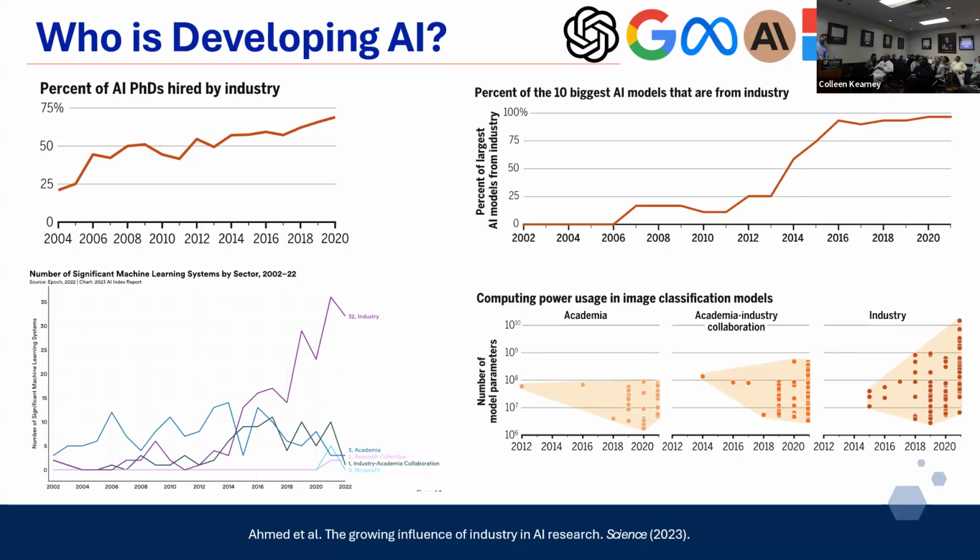But this slide here shows some figures. This was actually before the ChatGPT explosion, basically in 2023. So I think these numbers stop in 2020, so I can only assume it's even higher now. We have a much higher percentage of AI PhDs going into industry than research. The number of significant machine learning models is being dominated by industry.